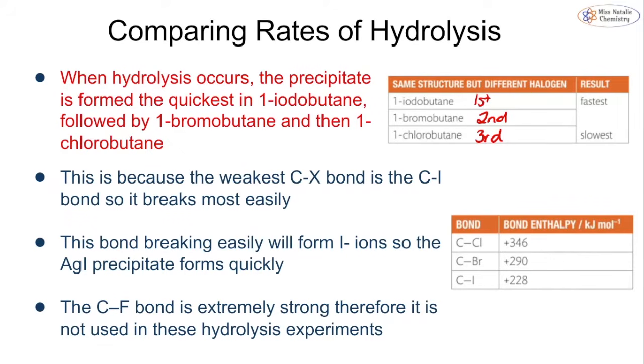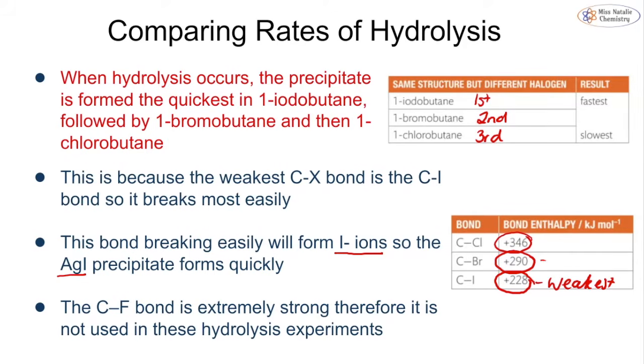If we look at the difference in the bond enthalpy between carbon and iodine, carbon and bromine, and carbon and chlorine, we can see that the carbon and iodine has the smallest bond enthalpy. This means that it is the weakest bond. The weakest bond is going to be the one that is broken the most easily. When the weakest bond breaks, in this case our carbon iodine, we're going to form iodide ions. These iodide ions will very quickly mix in with our silver, and we will form a silver iodide precipitate. That's going to happen very quickly.